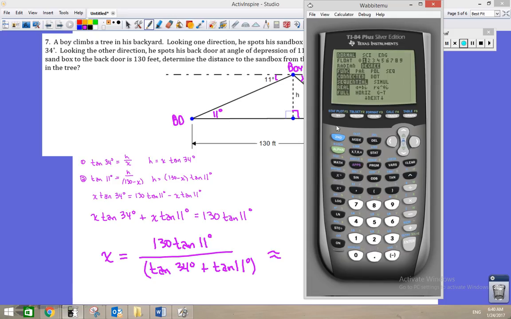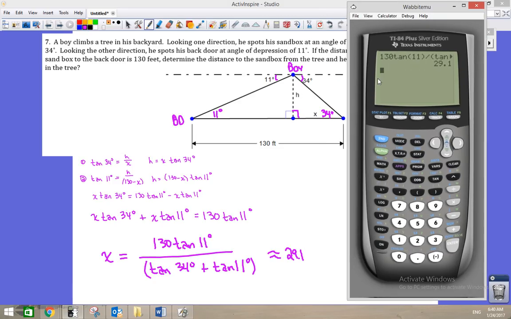I'm in degrees and fixed to 1 decimal. 29.1 is what I'm getting for the distance from the sandbox to the tree. Now, h is this x that we just found, 29.1, times the tangent of 34. 19.6. That's the height that the boy is in the tree.